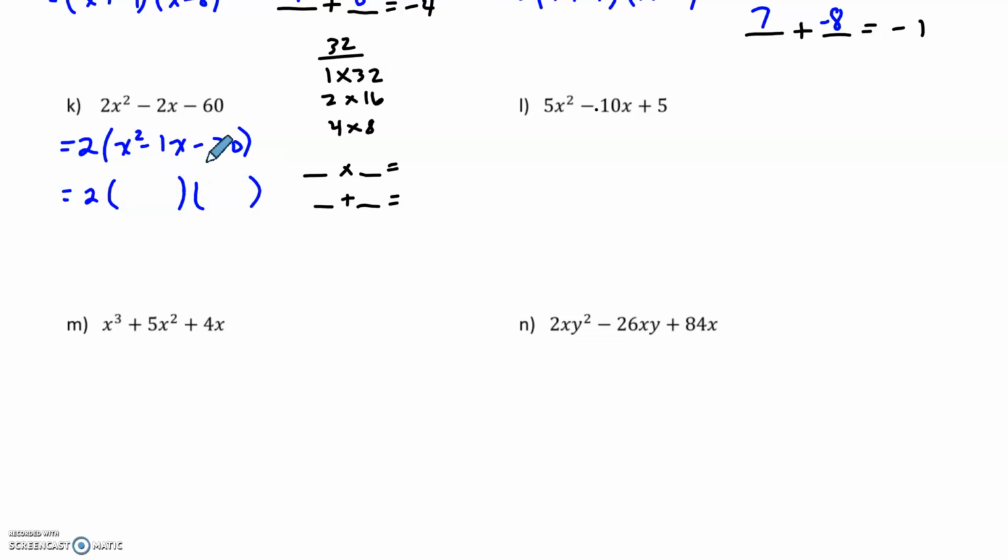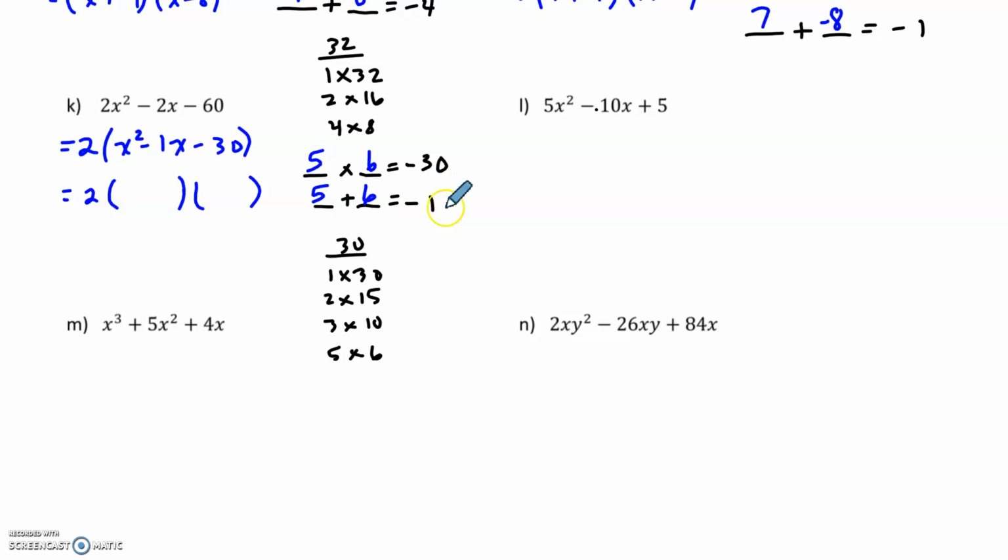Okay, so let's think about the factors for 30. We need them to multiply to give negative 30 and add to give negative 1. All right, so I know the factors of 30 are going to be 1 times 30, 2 times 15, 3 times 10, not 4, 5 times 6. So the difference between 5 and 6 gives me the 1 that I need. So I know they're going to be 5 and 6.